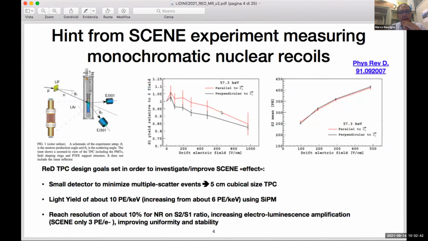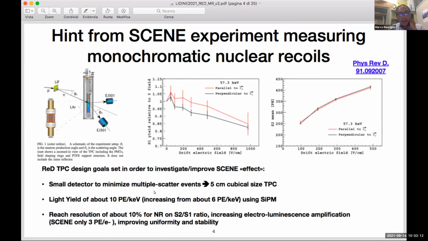So a hint of this effect has been shown by the SCENE experiment some years ago. This is an effect of the order of 10% difference in the scintillation response. So we started off by trying to improve this experiment and design the performance goals and the design goals of our TPC to match and study this effect.